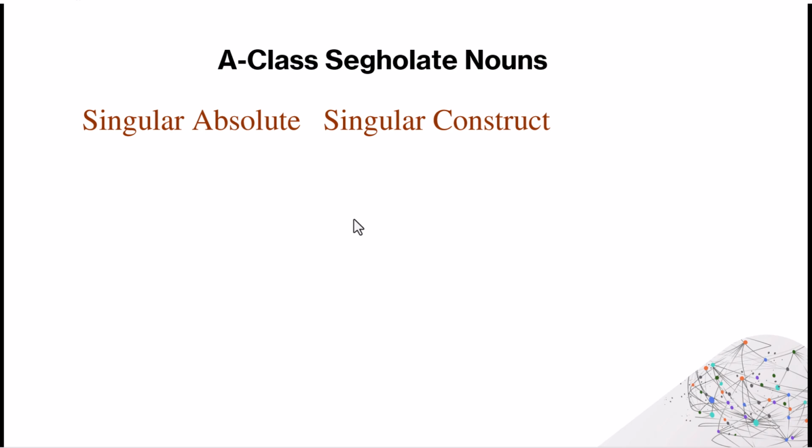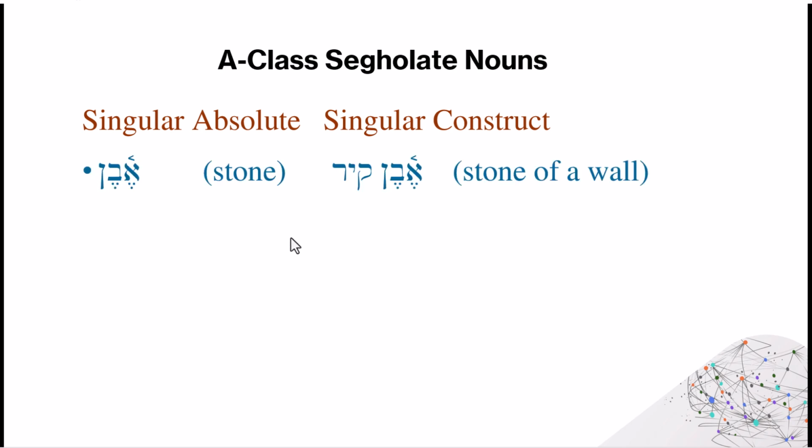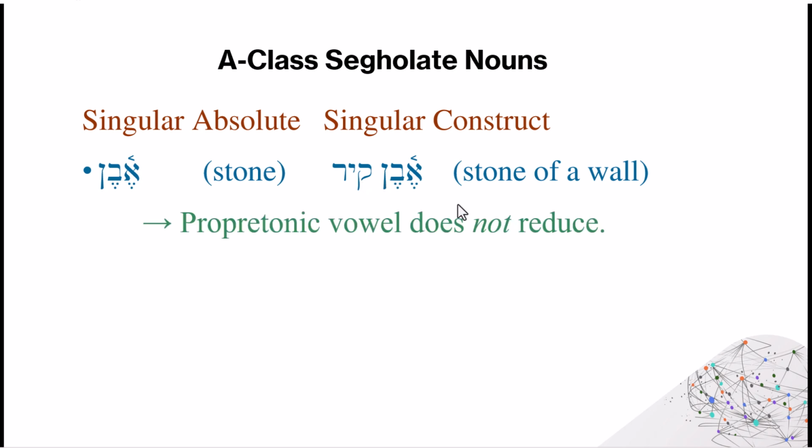So let's look at A-class Segholate nouns. Let's look at singulars first. Our first example here is Even, stone. The singular absolute is Even, and we put that in construct, and it's Even Kir. This is stone of a wall. Kir is wall. Notice that the propretonic vowel, meaning the Seghol here under the aleph, does not reduce and keeps the accent. So unlike other nouns where a propretonic vowel reduces, for a Segholate it does not reduce.